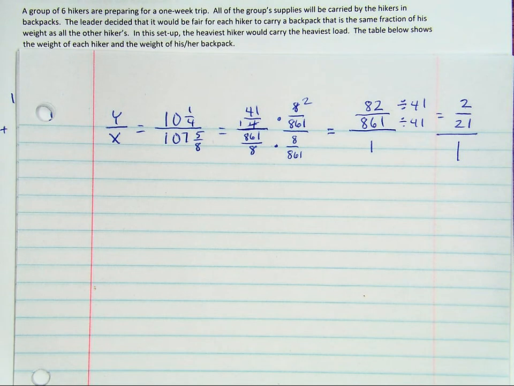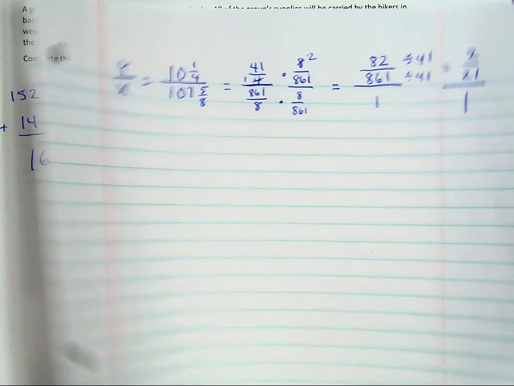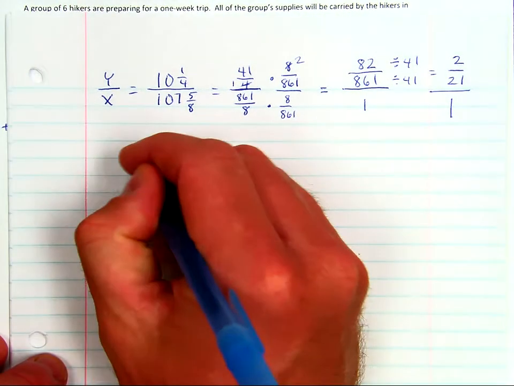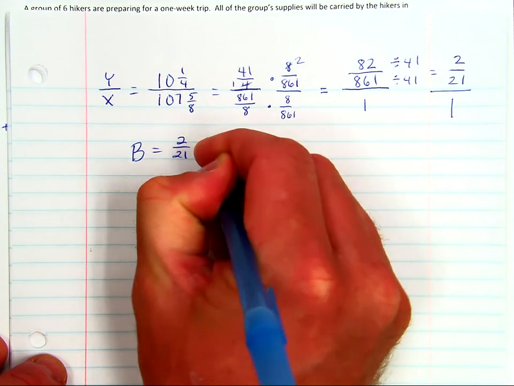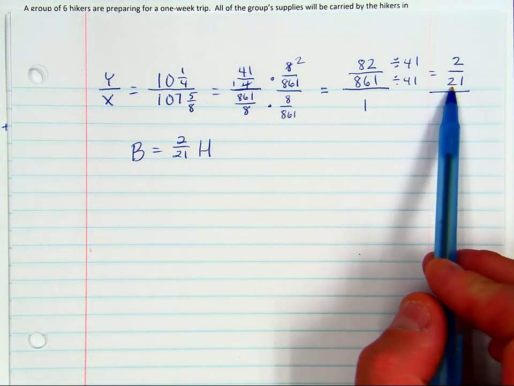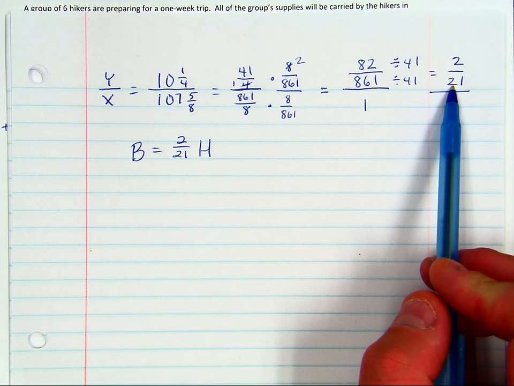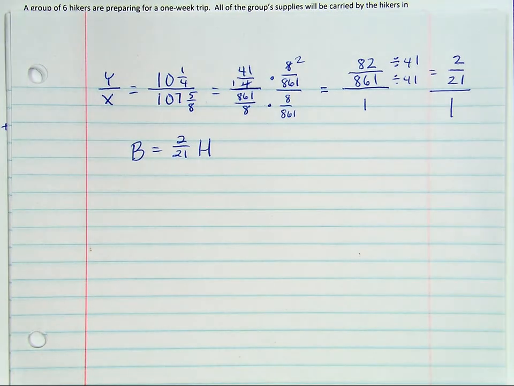So our equation that we have to use in completing the rest of this table: take the constant of proportionality, the constant, the unit rate, whatever you want to call it, and substitute it in front of H.